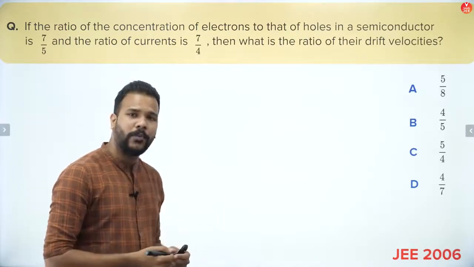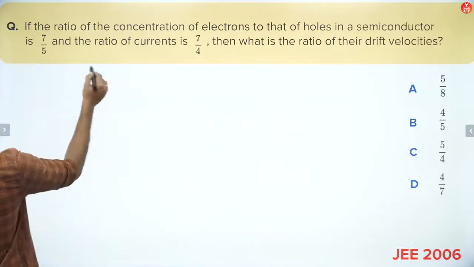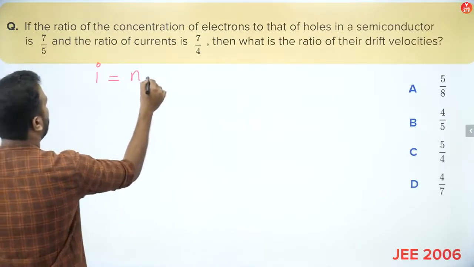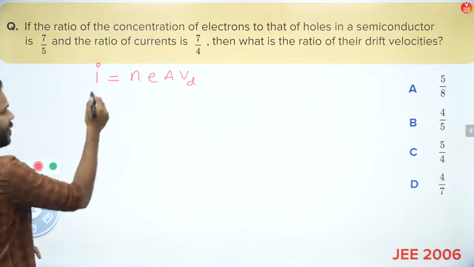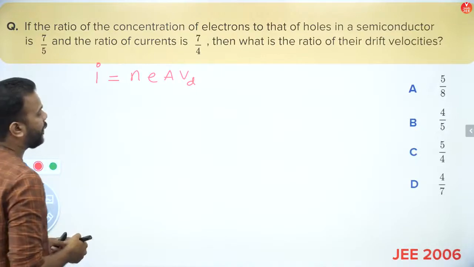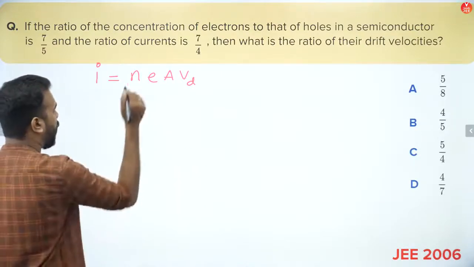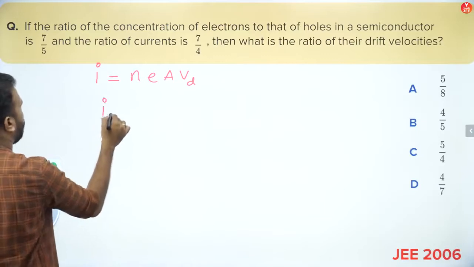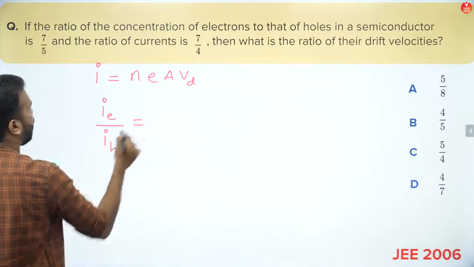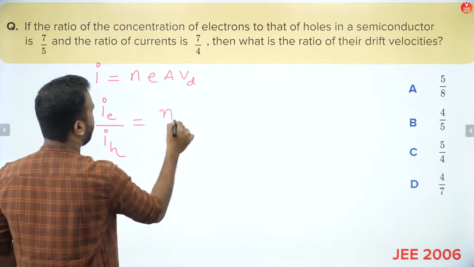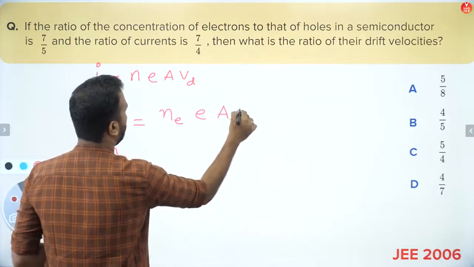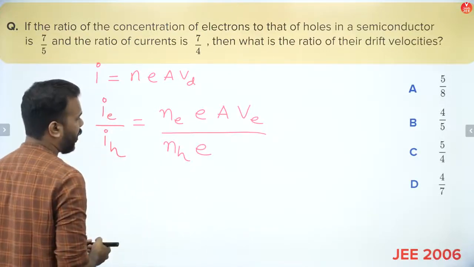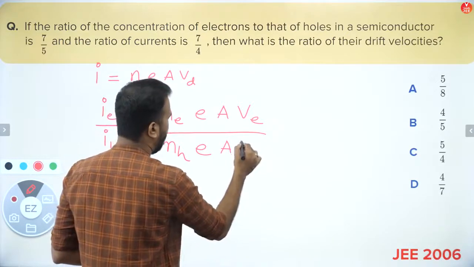Now this is something that we already know from our understanding of current electricity, that whenever charges are flowing, the expression for current is I = nAeVd, where I is current, n is the concentration of the charge carriers, which is basically electrons in the case of conductors, e is the charge of an electron, A is the area of cross section of the conductor, and Vd is the drift velocity. So if we write the current due to electrons divided by current due to holes, that is the ratio which has been given to us, it will become concentration of electrons times charge of electrons, area of cross section, and the drift speed of the electrons divided by concentration of holes, same charge as that of hole, area of cross section, and the drift speed of hole.